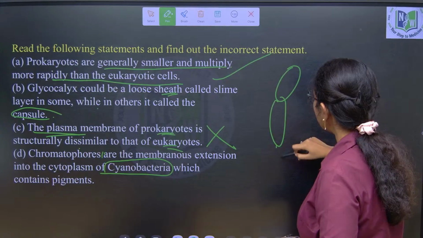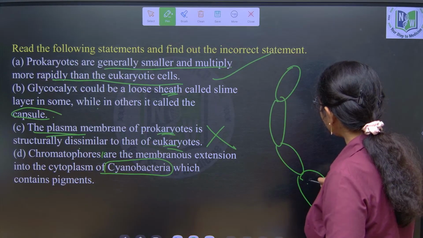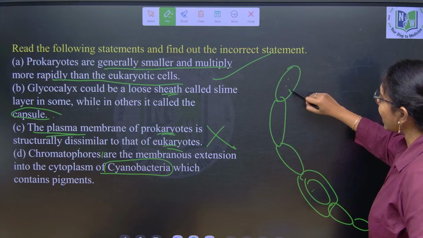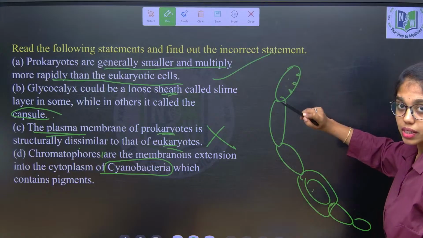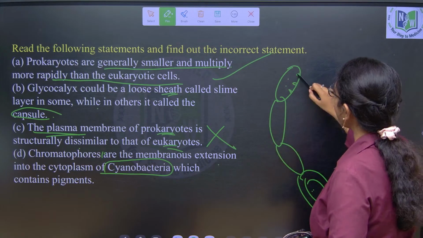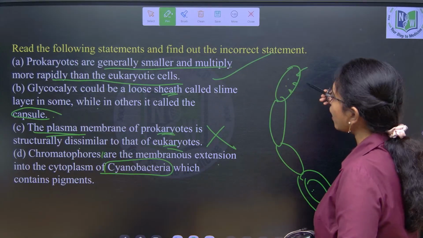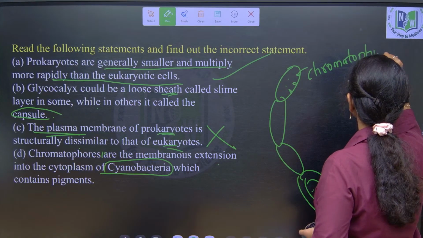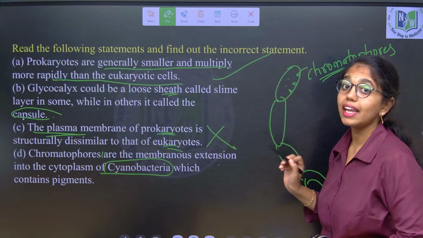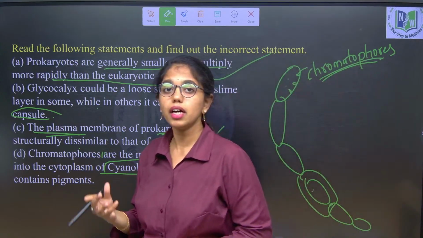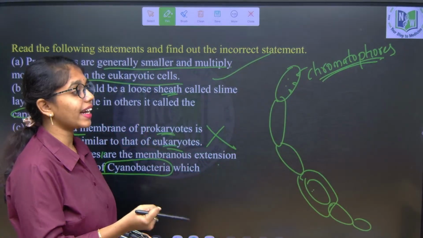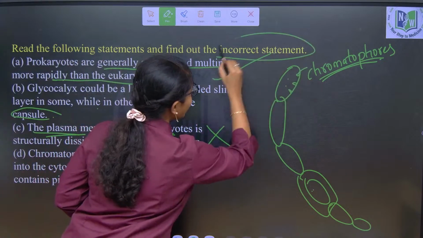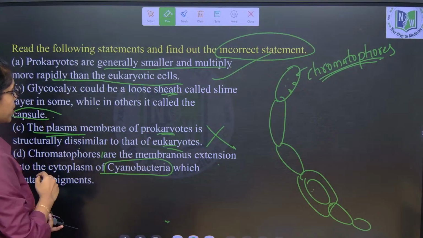If this is the cyanobacteria structure, it has two types of cells. We will call it as vegetative cells and generative cell. It has plasma membrane extensions towards the cytoplasm. Here in cyanobacteria, we are not calling it as mesosomes, we are calling it as chromatophores. It is because they are having colored pigments within it and they conduct the photosynthesis. They capture the sunlight and they conduct the photosynthesis. So here we have to go with the option. As he is asking you the incorrect statement, you have to go with the option C.